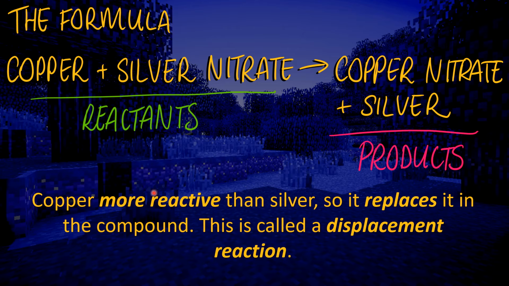So copper is more reactive than silver, so it replaces it in the compound. This is called a displacement reaction. I want you to write down this example, please. So pause the video and I will continue in 5 seconds.